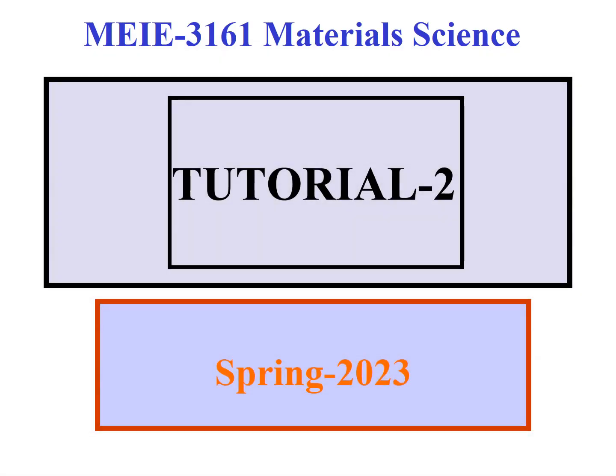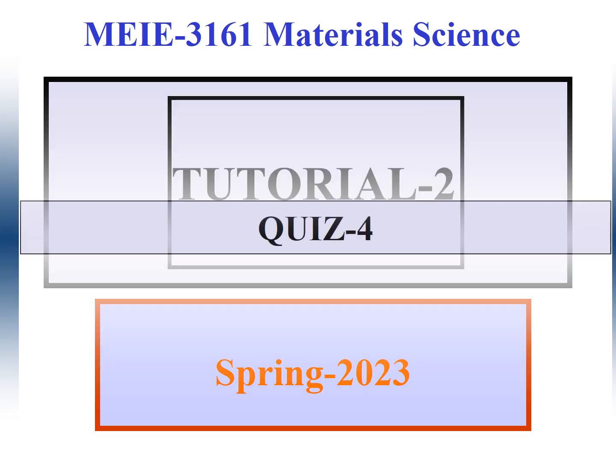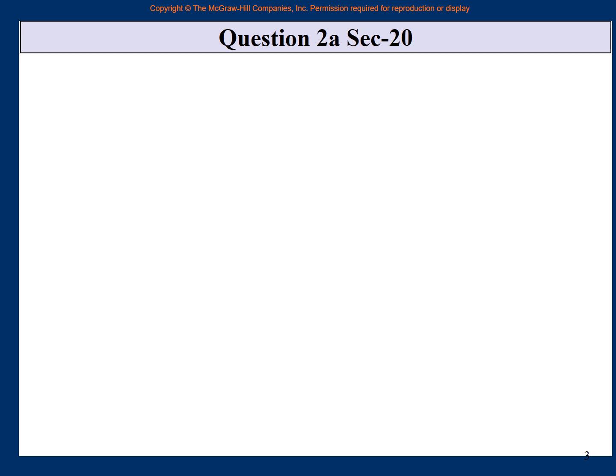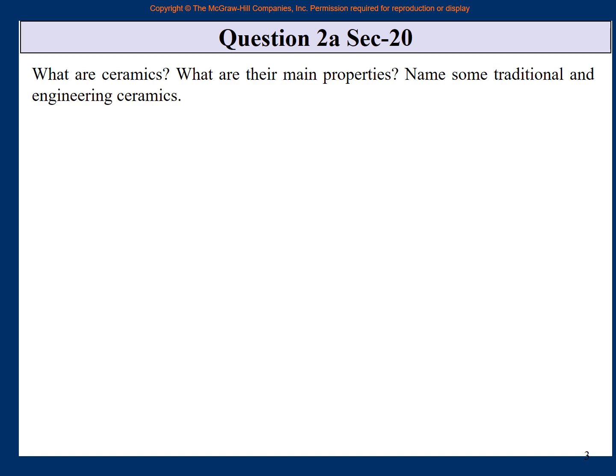We are continuing with the second tutorial, and we are still doing quiz 4, but this is the last part of this tutorial. So this is question 2A for section 20. What are ceramics? What are their main properties? Name some traditional and engineering ceramics.